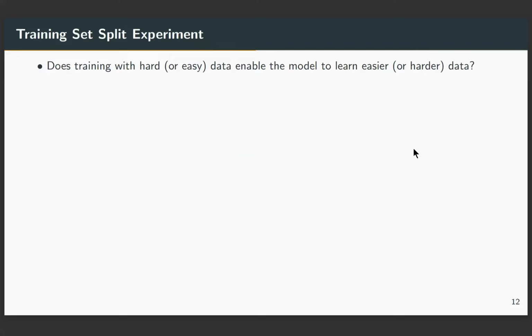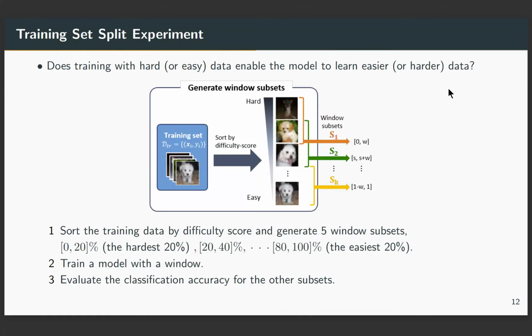We have a question about the intuition of the previous method. Does training with hard or easy data enable the model to learn easier or harder data? To check this, we conduct a training set split experiment. First, we sort the training data by difficulty score from easy to hard and generate 5 window subsets from the hardest 20% to the easiest 20%.